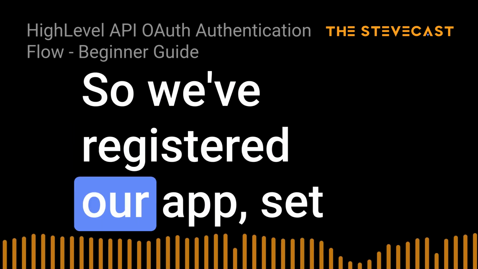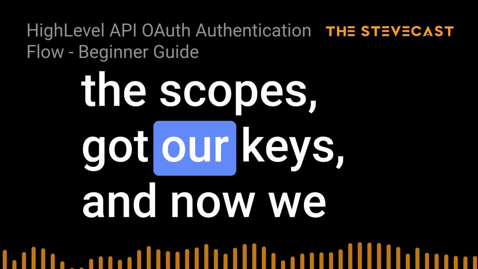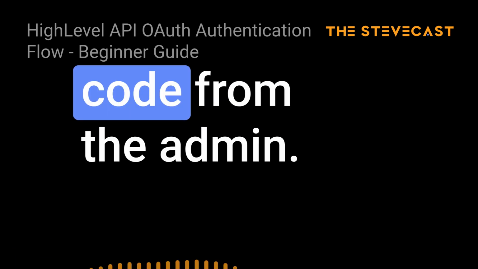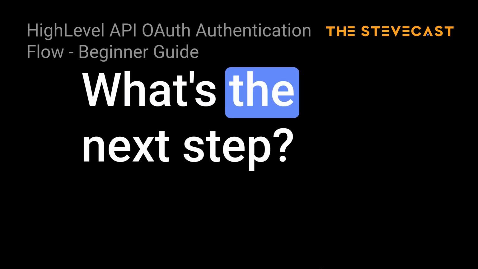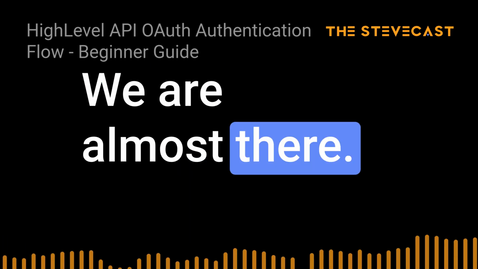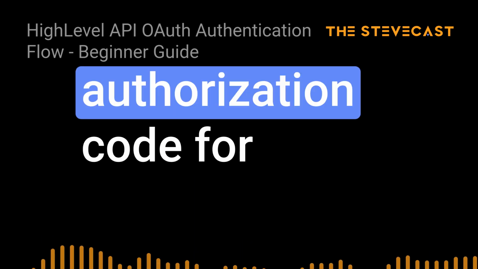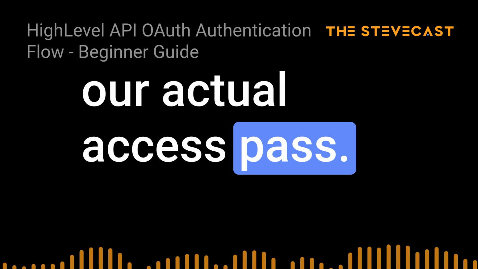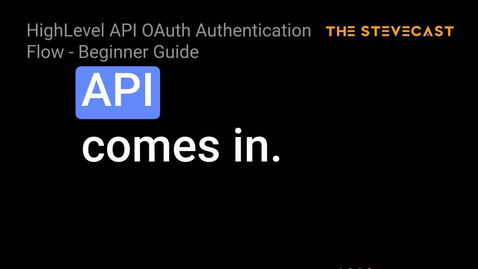So we've registered our app, set the scopes, got our keys, and now we have this authorization code from the admin. What's the next step? Is this where we finally get to make API calls? We are almost there. We just need to trade in this authorization code for our actual access pass, and that's where the Get Access Token API comes in.